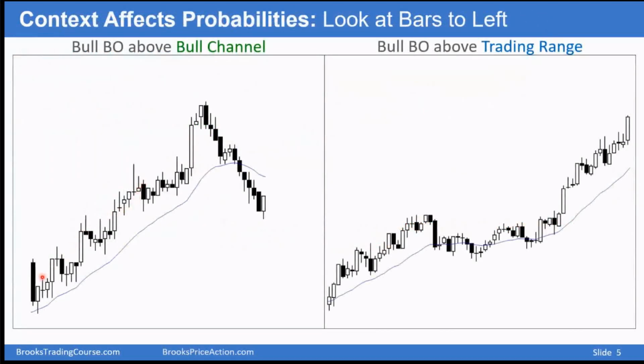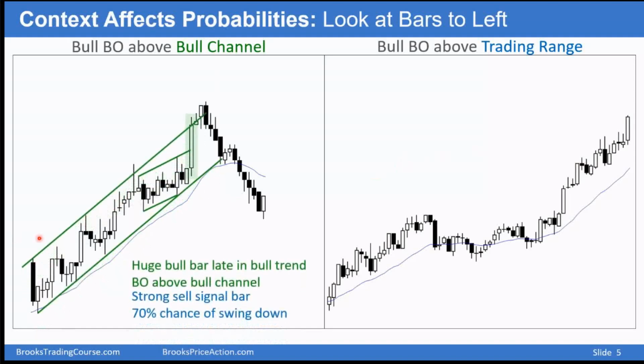I have two different bull trends. Bull trend here, but there's an important difference between the two. This bull trend is in a bull channel, and here we have the biggest breakout late in a bull trend. 70% chance we're going to get a swing down at least to the bottom of the buy climax, this low or this low.